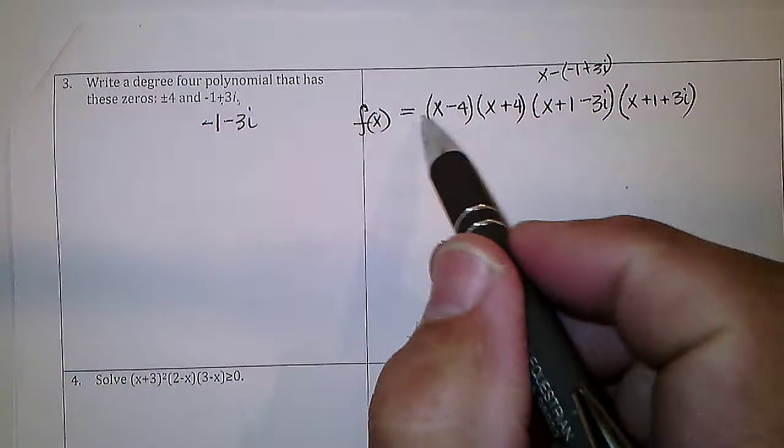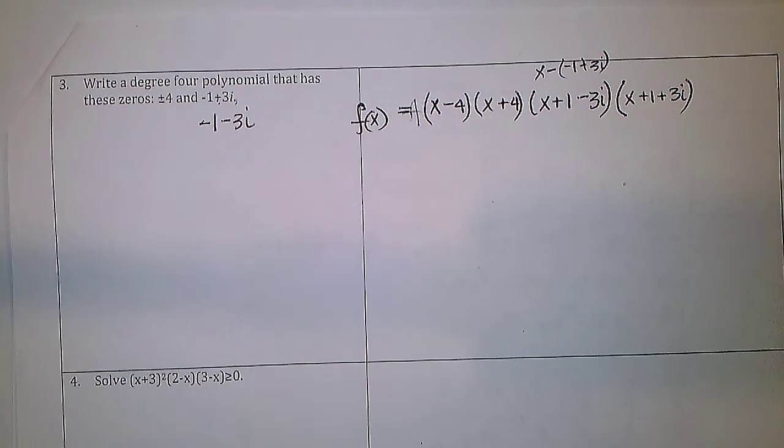It could have a number out here. You can put something in if you want, but you don't have to. That's the simplest one. Okay, number 4.